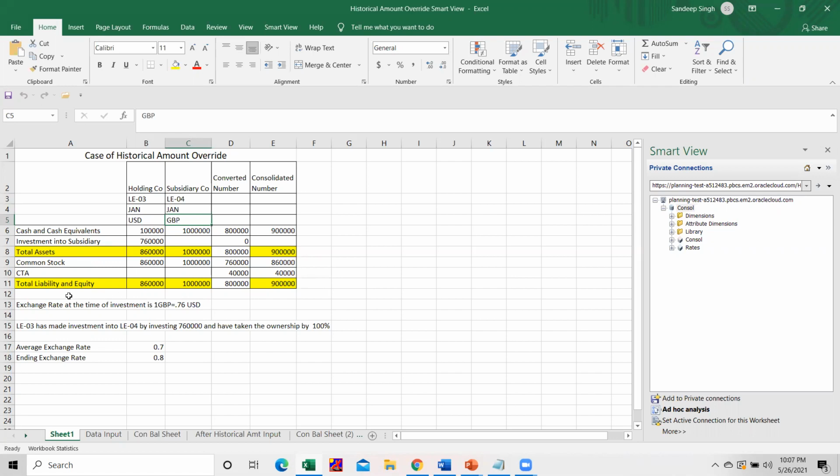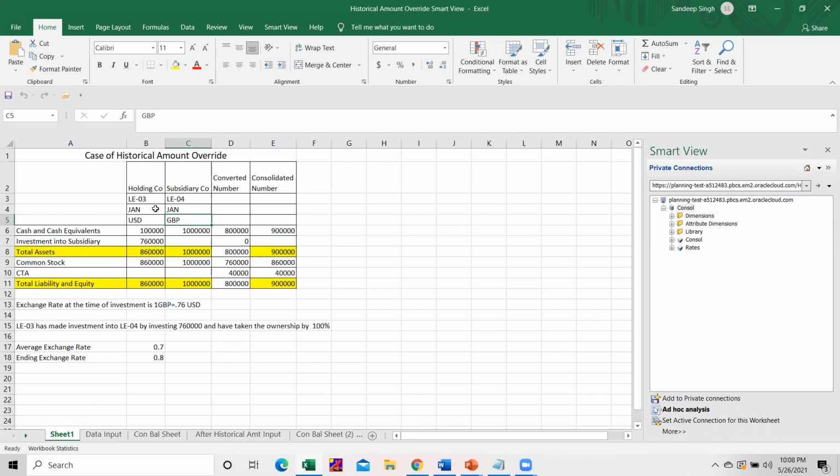Now, when the acquisition took place in January, the currency exchange rate for 1 GBP is equal to 0.76 USD. The average exchange rate is 0.7 and the ending exchange rate is 0.8. As you know, the ending exchange rate applies to asset and liability accounts, and for historical accounts the historical rate is applicable.